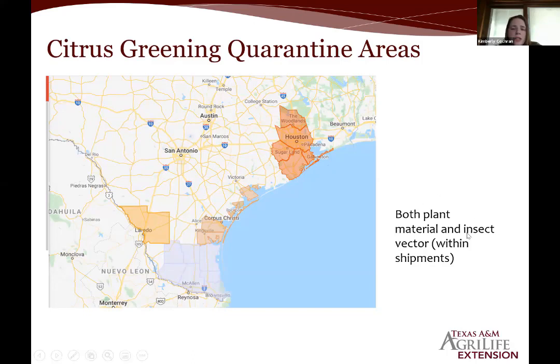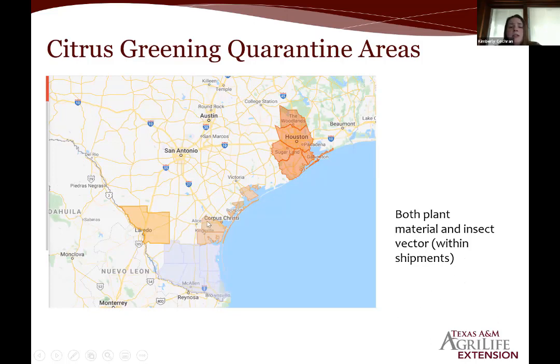So when I say quarantine, I do mean plant material and the insect vector. And with the insect vector, it's important to think about quarantine with shipments. For example, if someone's selling citrus for a grocery store, they have to quarantine and fumigate the pallets to ensure that the psyllid vector is not in the pallet before it goes to the facilities, or before it travels, I should say.